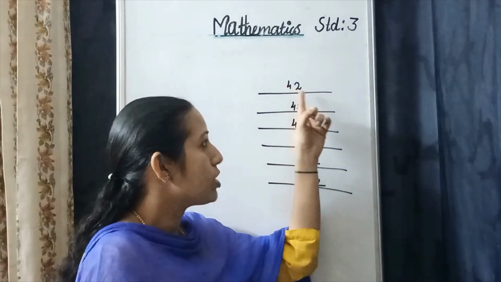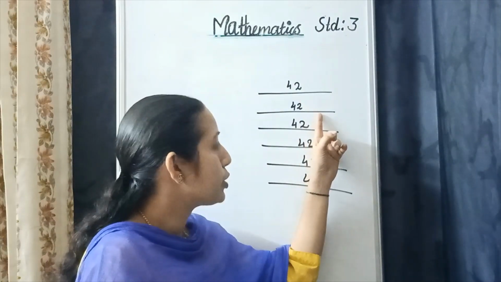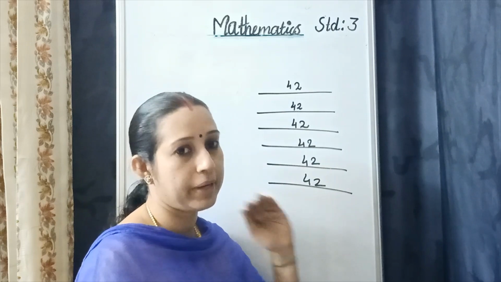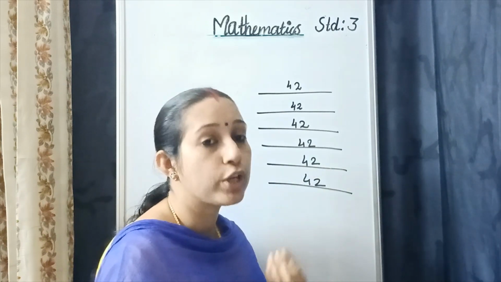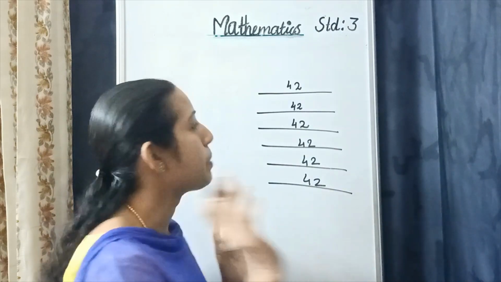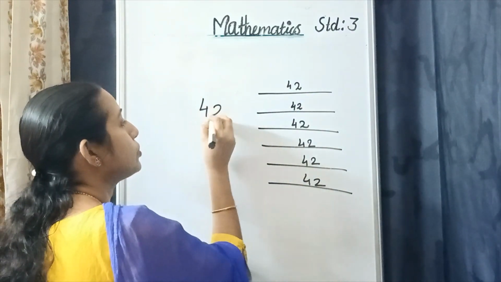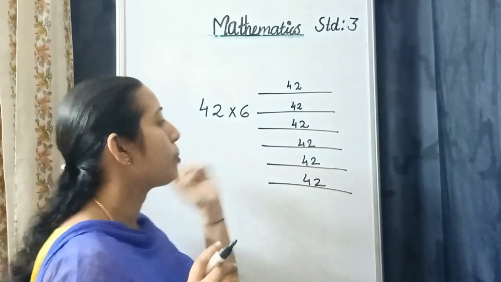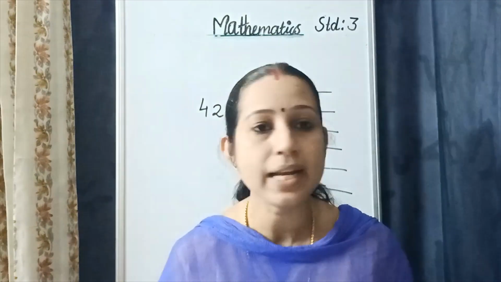Means we have for first row 42, second row 42. So 42 plus 42 plus 42 plus 42 plus 42 plus 42 means repeated addition. We add the same number over and over again, 42. So that is repeated addition, means it is multiplication. So total 6 rows are there. So we can do it this way using multiplication: 42 into 6. If you multiply this, we will get the total number of people sitting in that stadium.